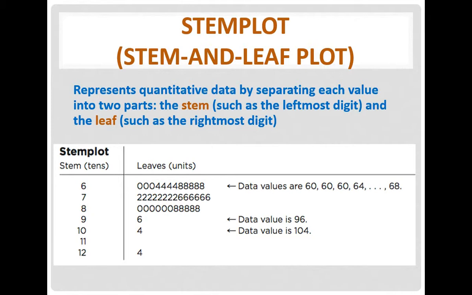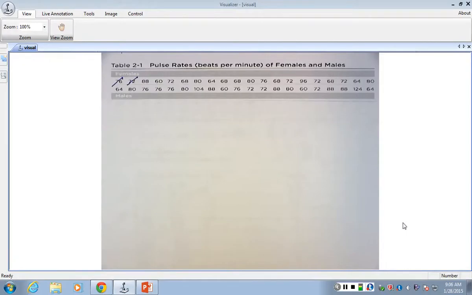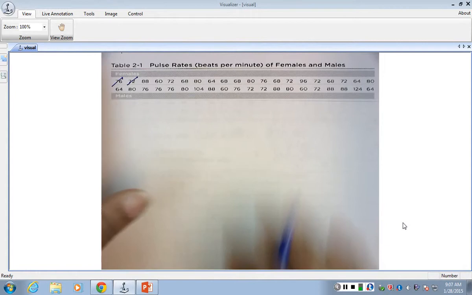What does this do? It represents your data by separating it into 2 parts. You have the stem, and then you have the leaf. So I want to look at how they did this. Let me go back for a minute. Okay, so let me walk you through how you would do a stem and leaf plot graph.